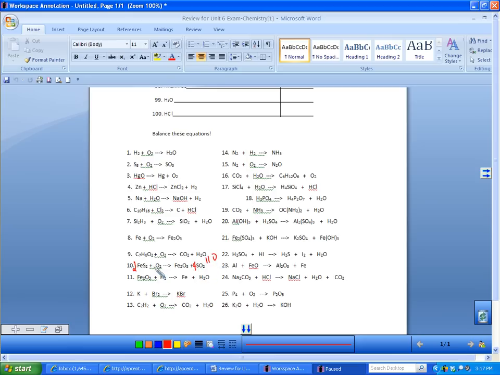I can't get 11 here. That would be the number 5.5, which won't work. But I can put 11 here, and then I can double everybody else. So this is going to change to a 4. If I can get it to erase, there we go. And this 4 is going to become an 8, and then I'm going to go back and check it and make sure I didn't make any mistakes. 4 Fes, 4 Fes, 8 sulfurs, 8 sulfurs. 22 oxygens, 6 and 16 is 22 oxygens, so I know that one's good.